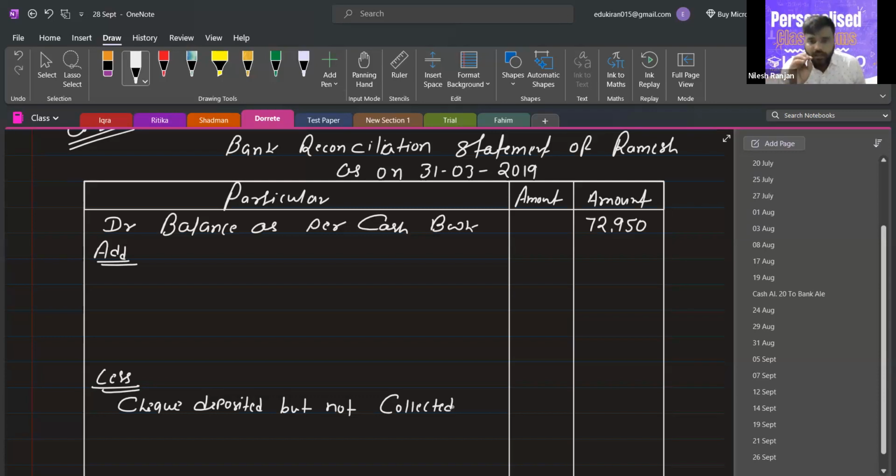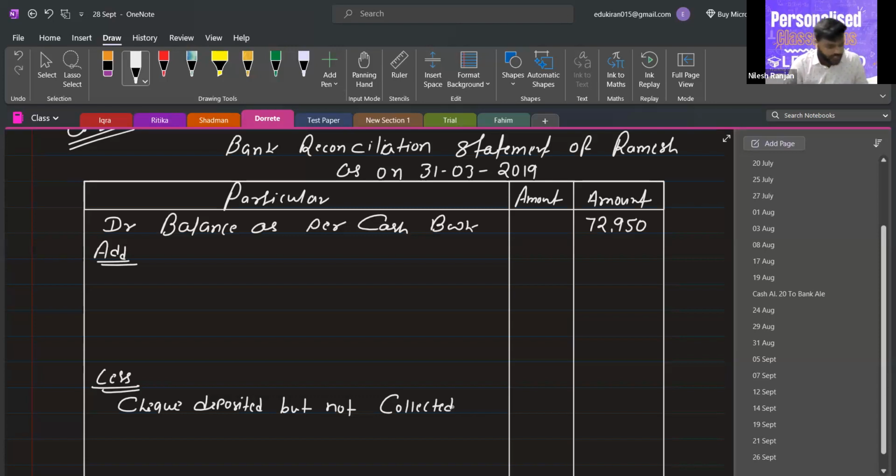What are we writing here? The reason behind the difference. And if there is no difference, then what is the reason to write it? No reason to write it. So we will not record a transaction which is recorded in both books, cash book and passbook.